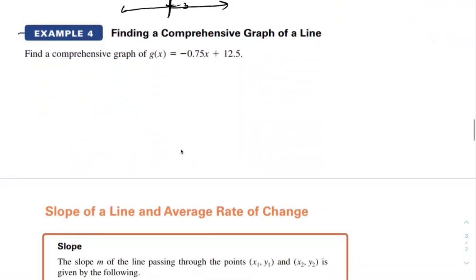Example 4, finding a comprehensive graph of a line. So a comprehensive graph just means a graph where you could see the x and y intercepts.